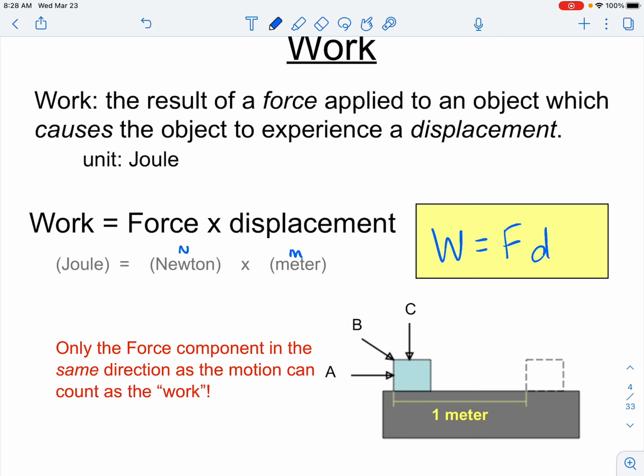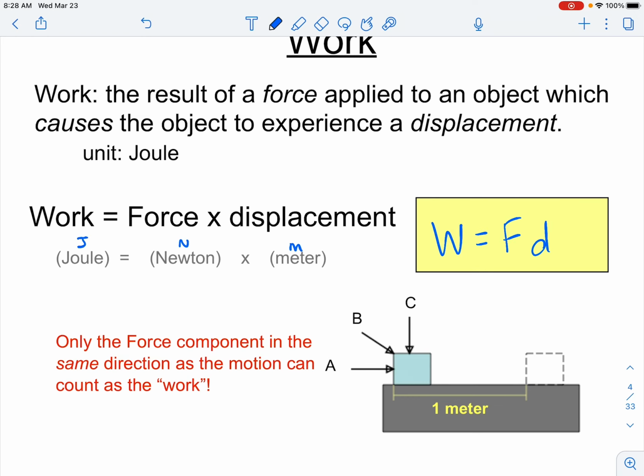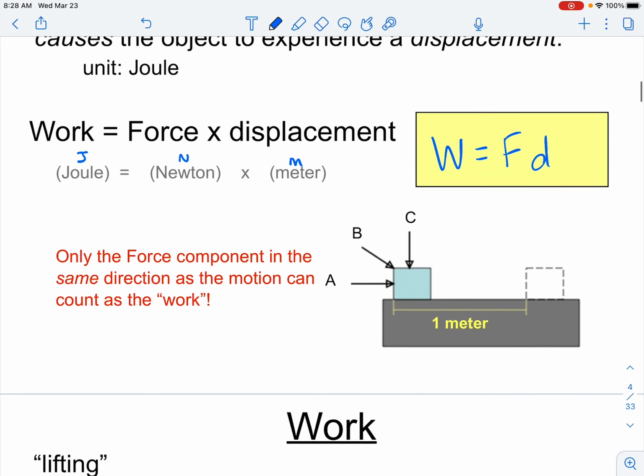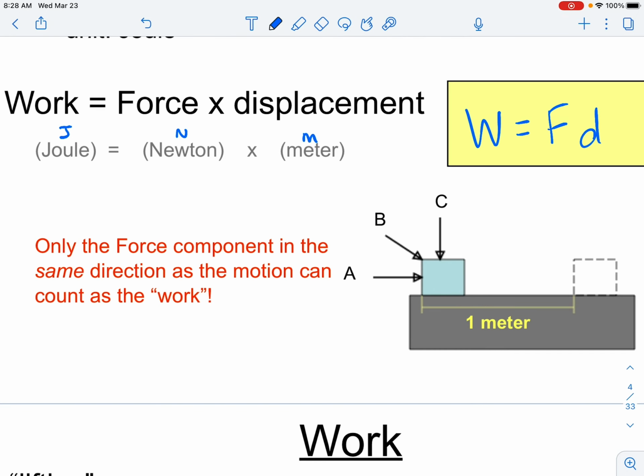And so work can be described as a Newton meter, but typically we rename that Newton meter and we call it a joule. And so that's going to be measured with a capital J. We've also talked about which force is going to do more work when we're comparing different forces being applied to an object. So we're going to discuss that again here by looking at this image.